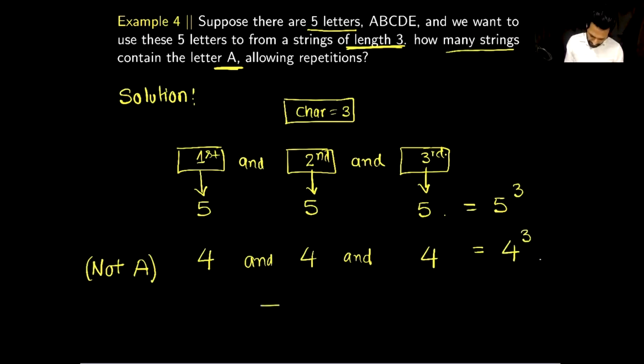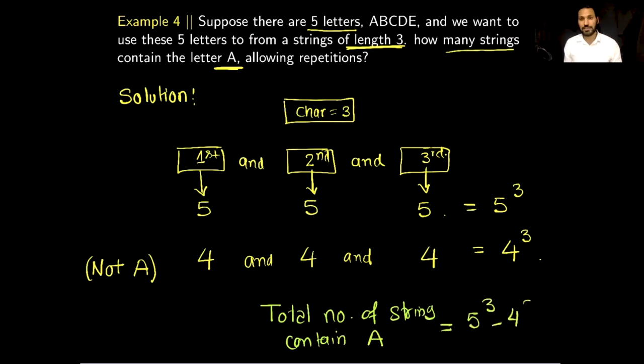And if I need to calculate the total number of strings which contain the letter A, those will be 5 to the power 3 minus 4 to the power 3, because 5 to the power 3 is the strings which contain the letter A or do not contain the letter A, and 4 to the power 3 is those which do not contain the letter A. So I remove all these strings which do not contain the letter A. So this basically is 61. So 61 of these strings contain the letter A.